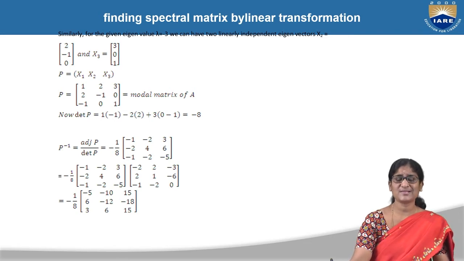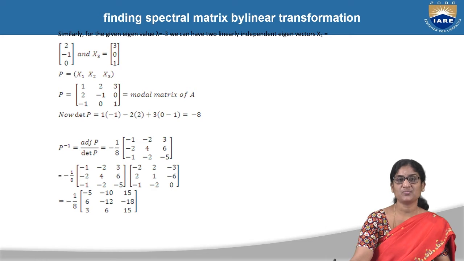Now the next step of the procedure is to frame the modal matrix. The modal matrix is nothing but the set of the eigenvectors that you have got. So P is equal to x1, x2, x3. So x1 is 1, 2, minus 1, and x2 is 2, minus 1, 0, and x3 is 3, 0, 1.